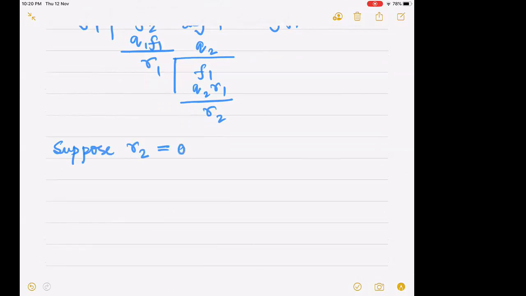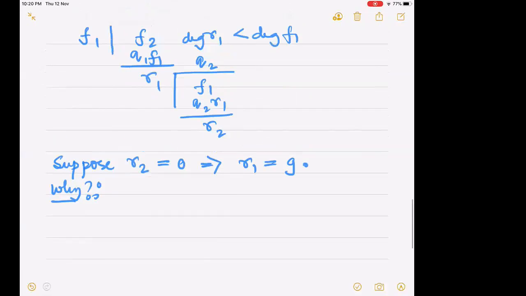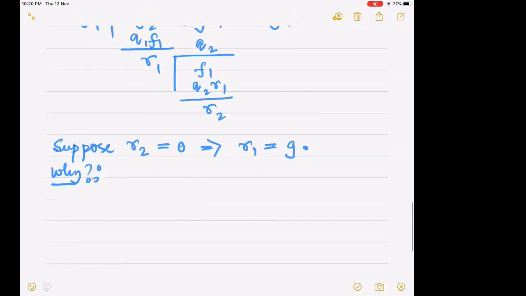Then we claim R1 must be the GCD G. Why? Here is the reason. First note is that R2 is 0, right? So that means F1 is indeed equal to Q2 times R1, which implies R1 divides F1.